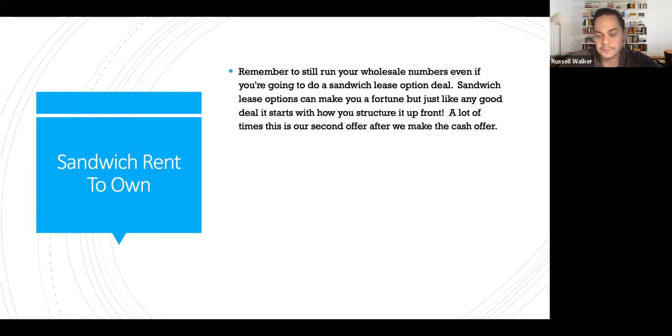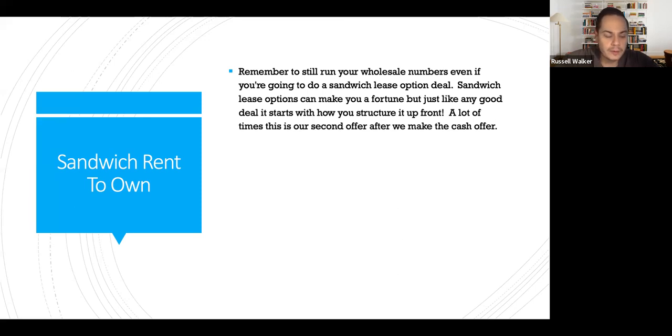So for example, let's say you got a deal for $2,000 a month for the next 3 years, and your purchase price is 200,000. So you have the right to purchase that home within the next 3 years. You basically control the equity, you control the cash flow. So if the property does appreciate to 250,000, then you just got 50,000 in equity.